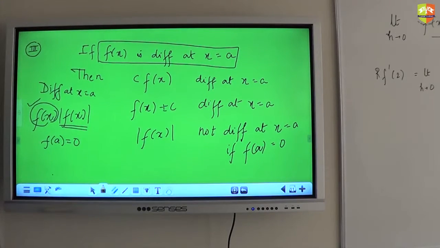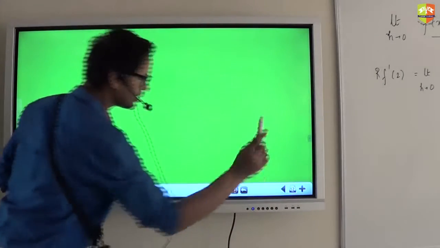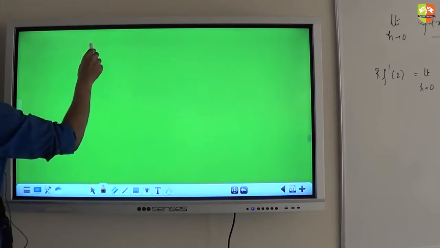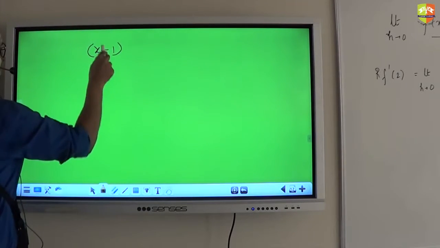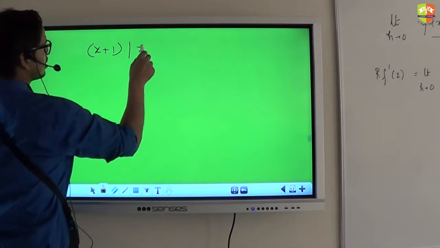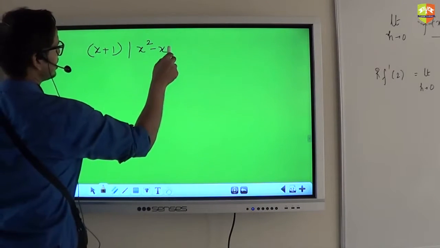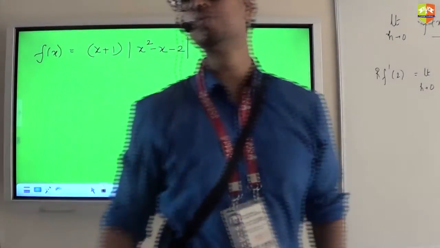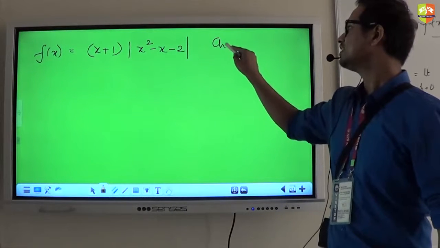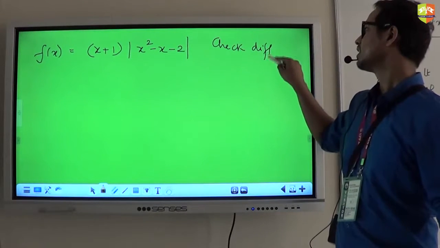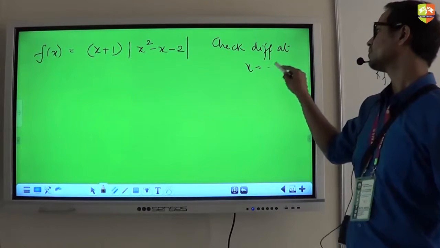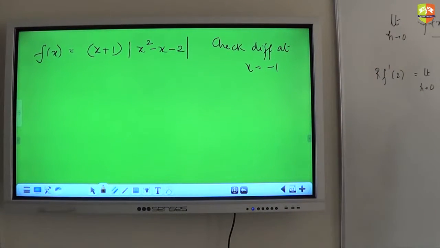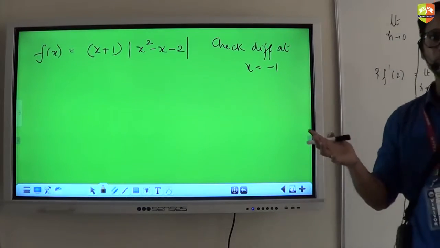Now, I have a question. Is the function x plus 1 mod, x square minus x minus 2, differentiable at x equal to minus 1? Check the differentiability at x equal to minus 1. If you want, you may redefine the function.